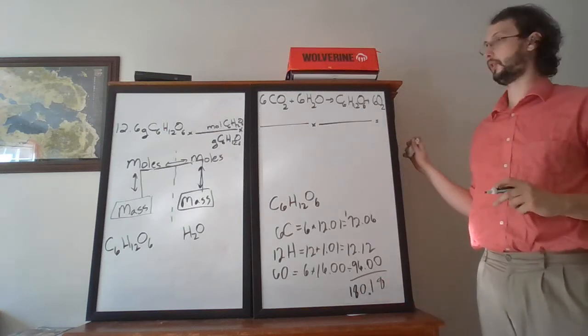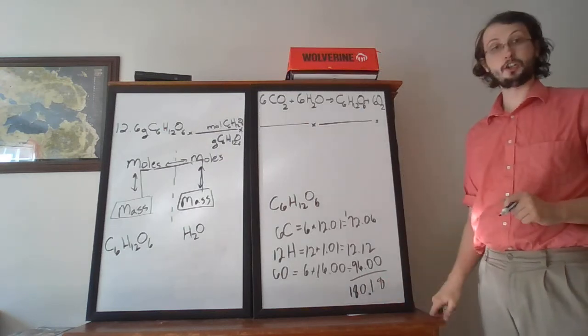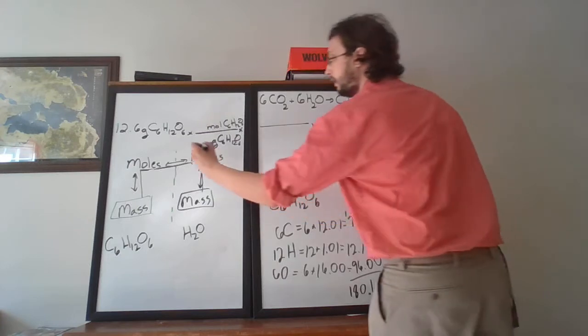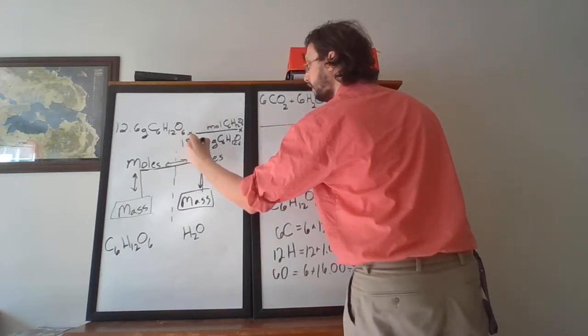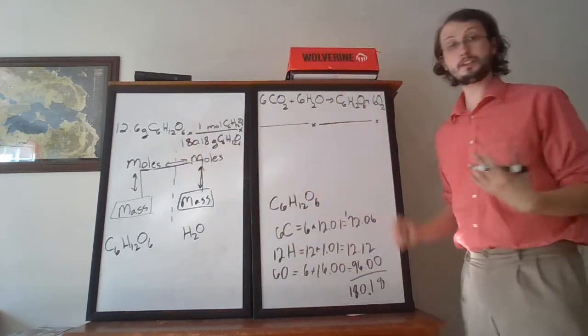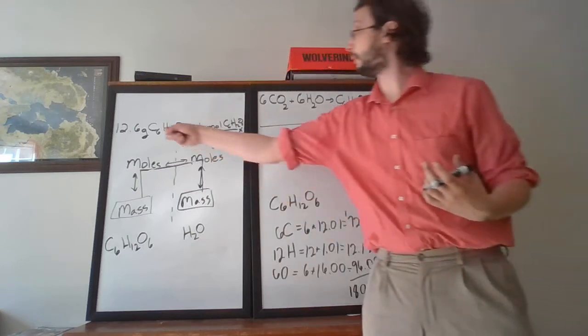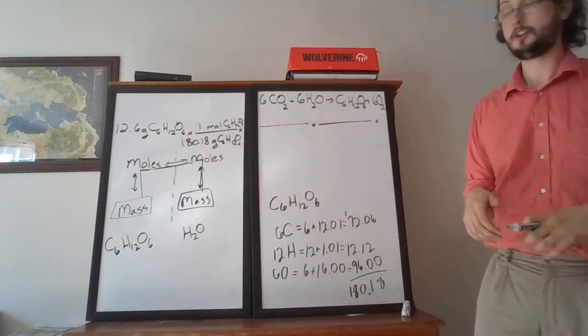It's 180.18. So that's the number that goes with grams. So we're going to put 180.18 with grams and 1 with moles. And you guys know how to do this. We've done many molar mass conversions where we convert from grams up to moles. So that's just one step.